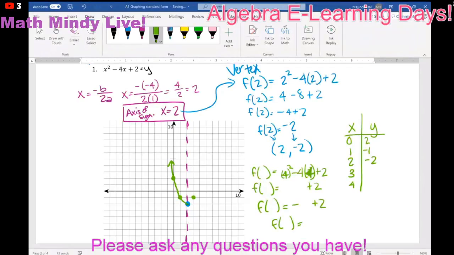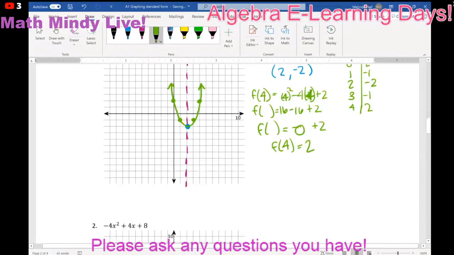So I don't want to erase the 4 though. And then 4 squared would be 16, and then -4 times 4 would be -16. And so then 16 minus 16 would be 0, and then 0 plus 2 would give me 2. And so that ends up being the same as well when we plot it, because we would come right 4 and up 2. Oops, missed it. And so you notice with parabolas, it should be a U shape.